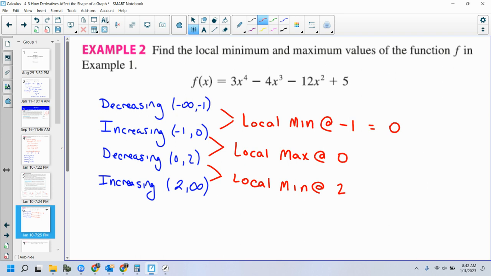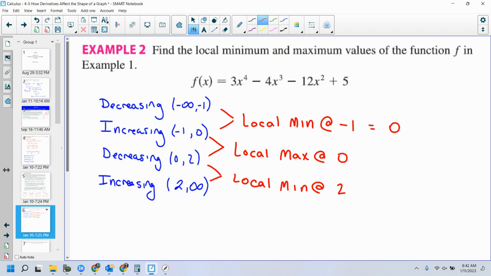Am I running it through my derivative? No. What would happen if I ran negative 1 through my derivative? It would always come out 0. Actually, this is a bad example to say because it comes out 0. But if I ever run a critical value back through my derivative, it should come out 0. That's where we got these numbers.